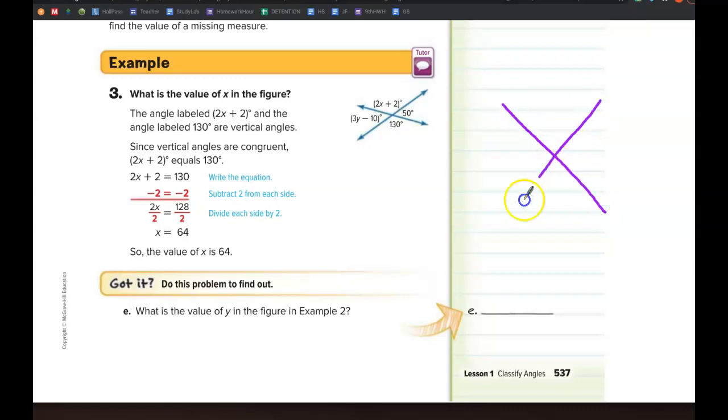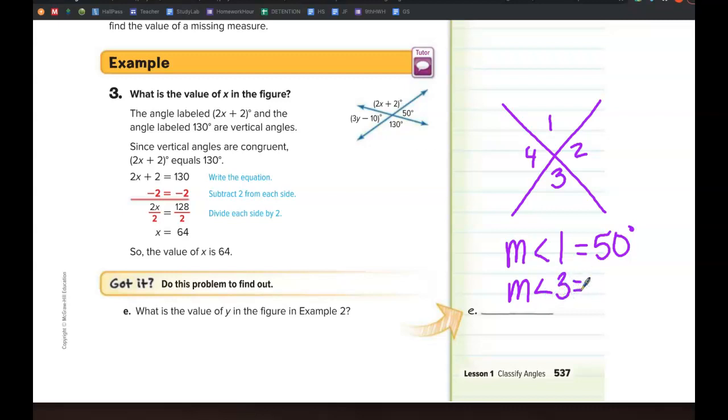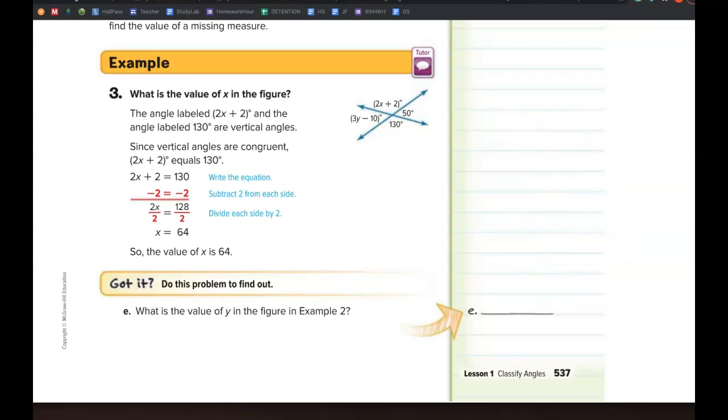Angles. If I said angle 1, 2, 3, 4, and if I said the measure of angle 1 equals 50 degrees, could you tell me the measure of angle 3? Yeah, what is it? 50 degrees, because if 1 equals 50, that means 3 is also 50 because they are vertical. Make sense? So we're going to keep that same train of thought, and we're going to look at example 3.